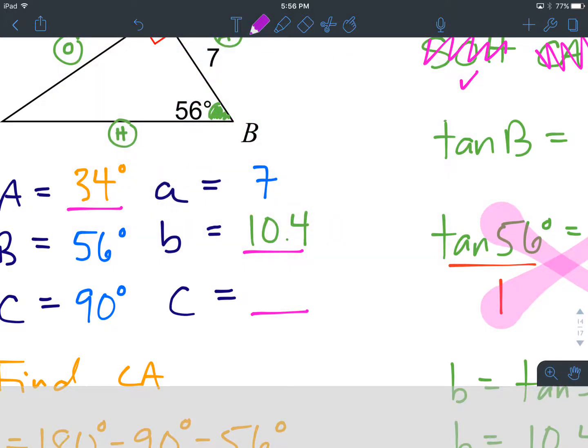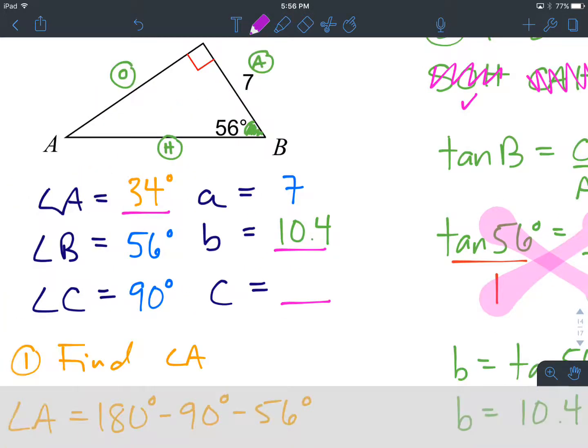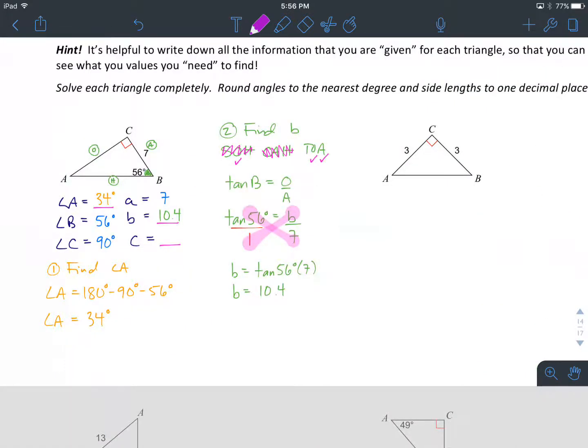So that's 2 of our 3 pieces of information. The next one I'm going to go after here is the last one, which is going to be side little c, and I'm going to sort of use the Pythagorean Theorem for this. I could also use the primary trig ratios again, but I'm just going to try to sneak this one in with a little bit more variety.